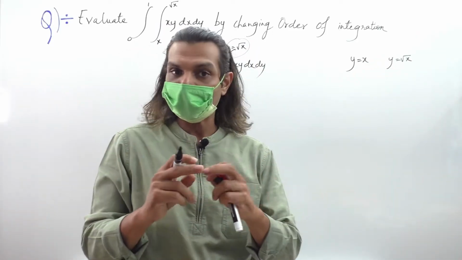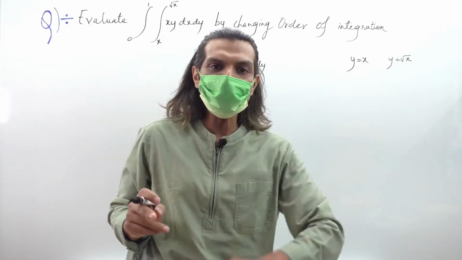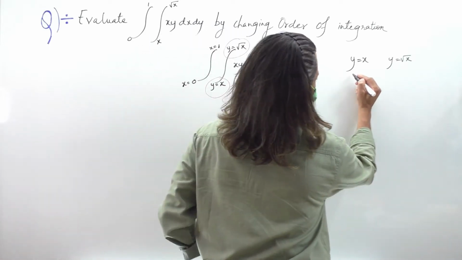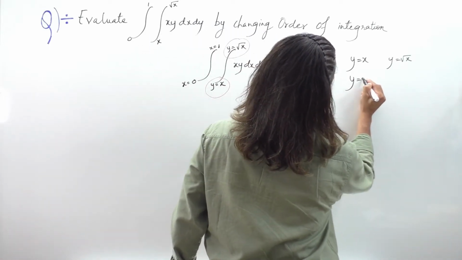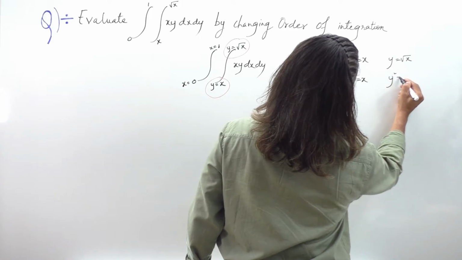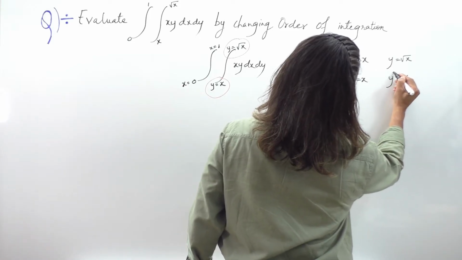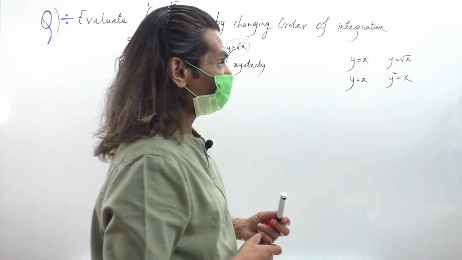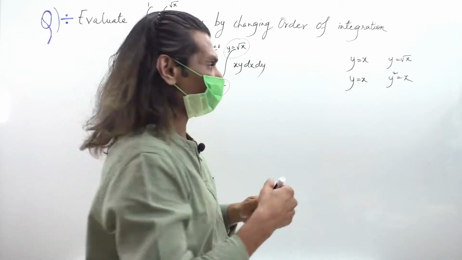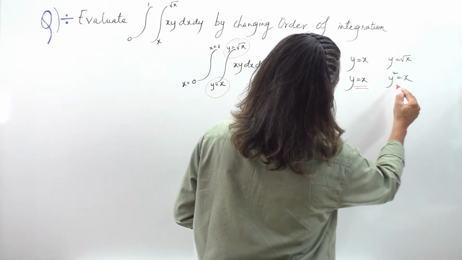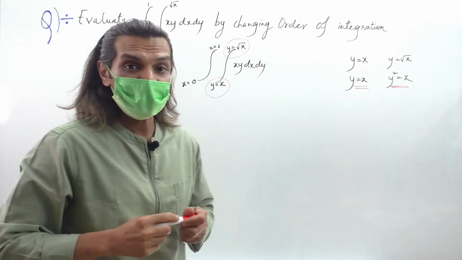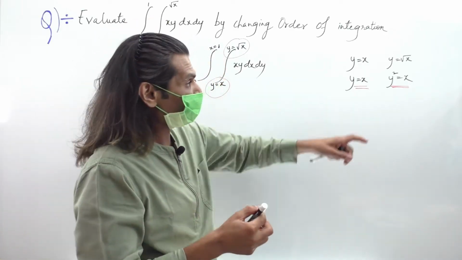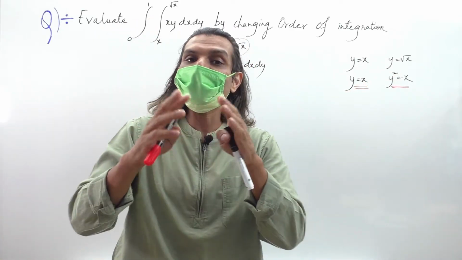y is equal to root x. Wherever there is root x, simply square it. So we have one equation, y is equal to x, and the other as y square is equal to x. Now you see that we have two graphs here. One is a straight line passing through the origin; the other, y square is equal to x, is a parabola with even powers of y, meaning symmetrical about the x axis.